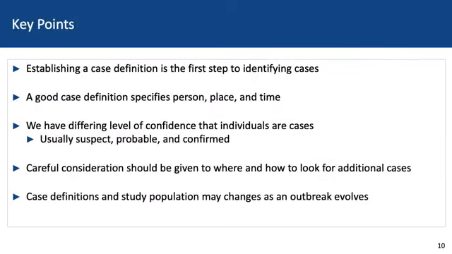So some key points from this section. First, establishing a case definition is the first step to identifying cases in an outbreak. A good case definition should specify cases by person, place, and time. Our case definition will represent different levels of confidence that individuals are cases. Usually we divide into suspect cases, probable cases, and confirmed cases. Careful consideration should be given to where and how to look for additional cases. And case definitions and study populations may change as an outbreak evolves.